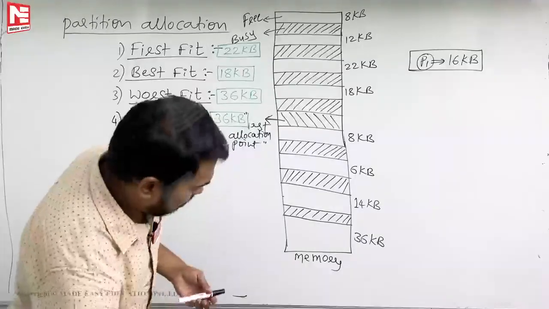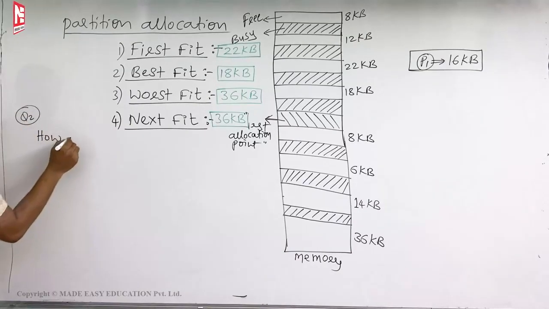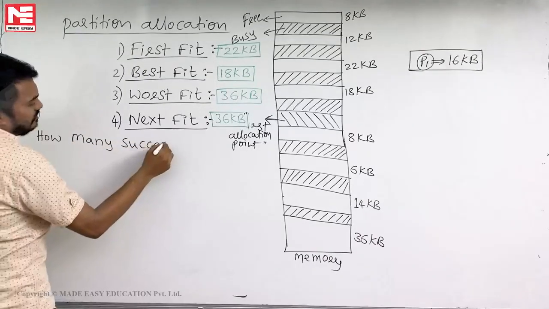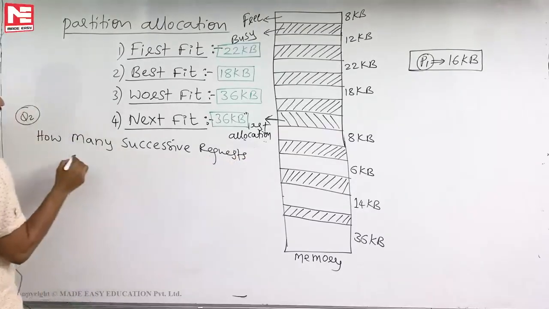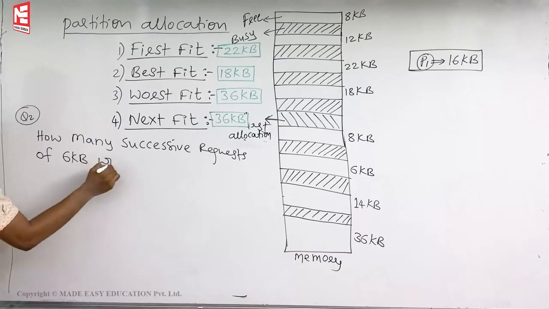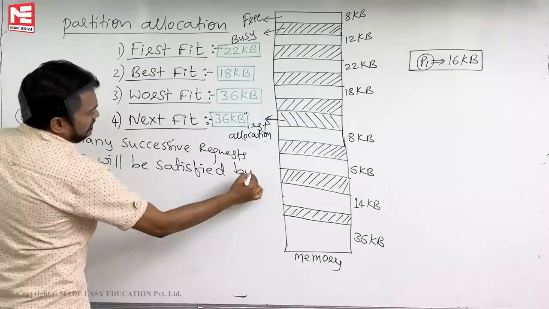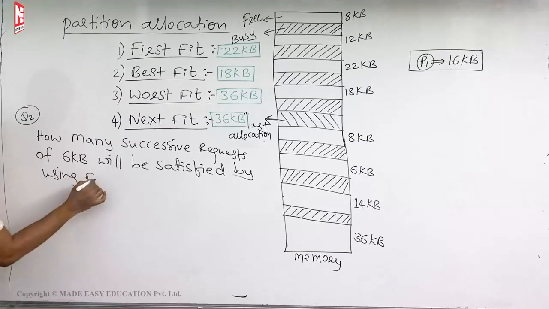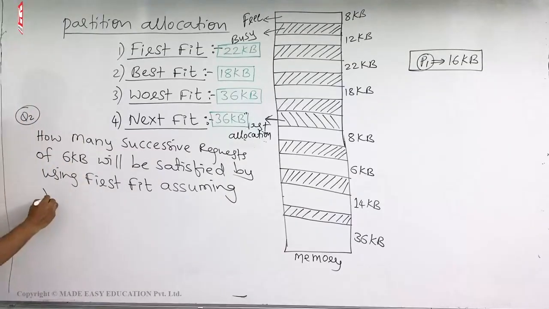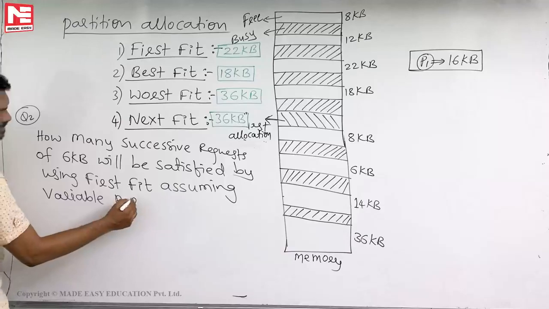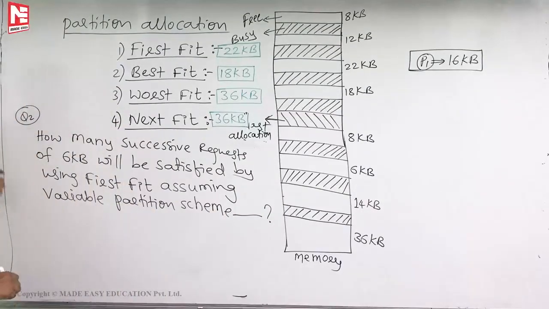Okay, note down the next question. For the same diagram: how many successive requests of 6 KB will be satisfied by using first fit, assuming variable partition scheme. Okay, is the question clear?